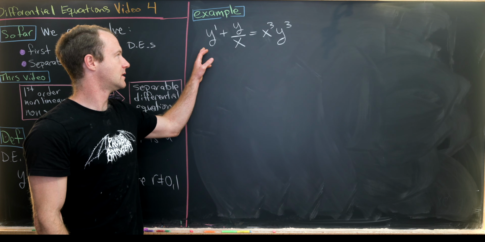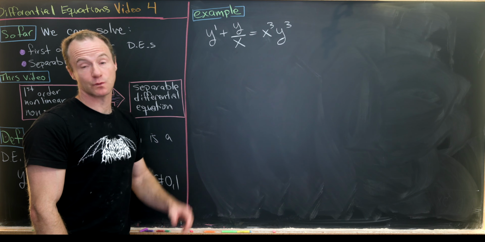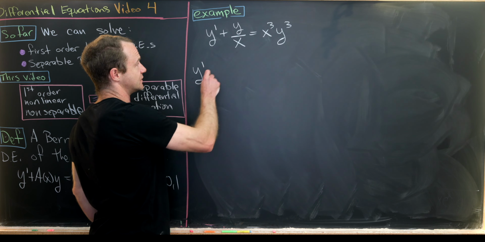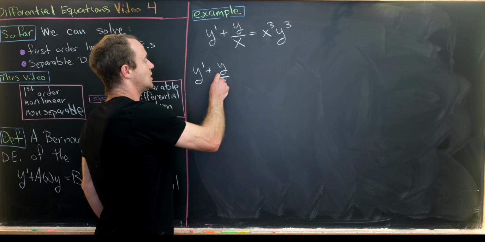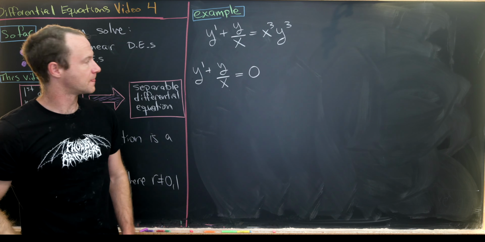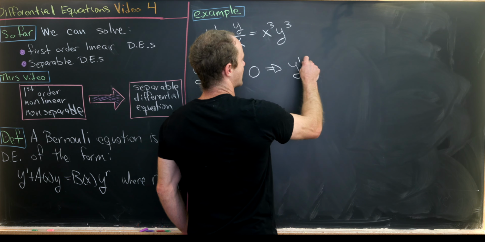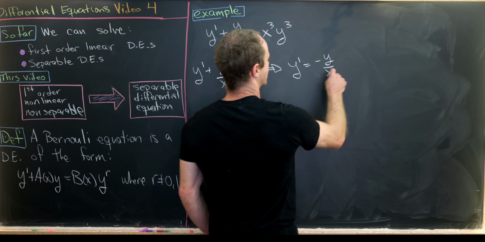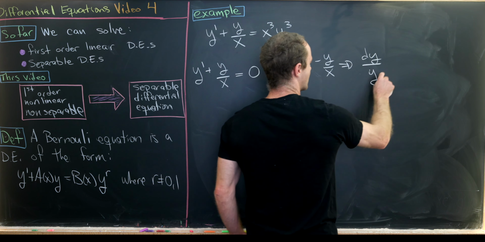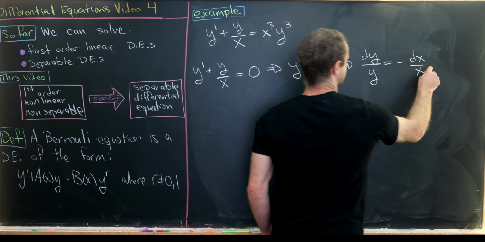We have y prime plus y over x equals x cubed times y cubed. So let's start, like we did before, by solving the associated homogeneous differential equation. We have y prime plus y over x equals 0. Okay, but notice that this is most definitely separable. We have y prime equals negative y over x, which we can rewrite, kind of sketchily, as dy over y equals negative dx over x.